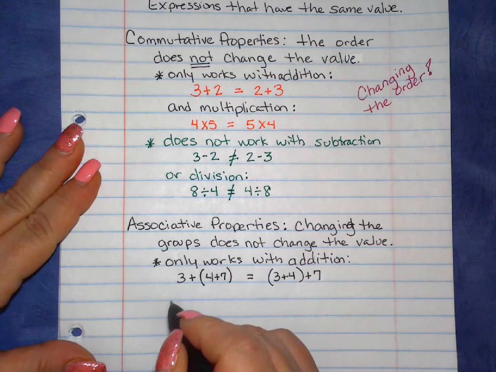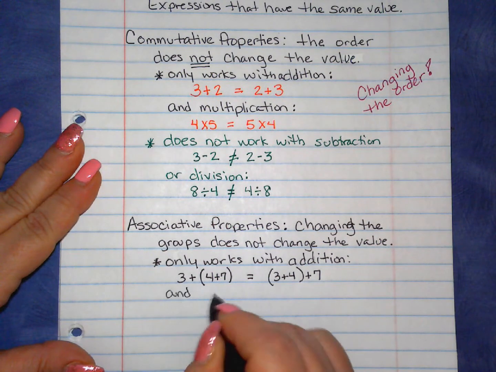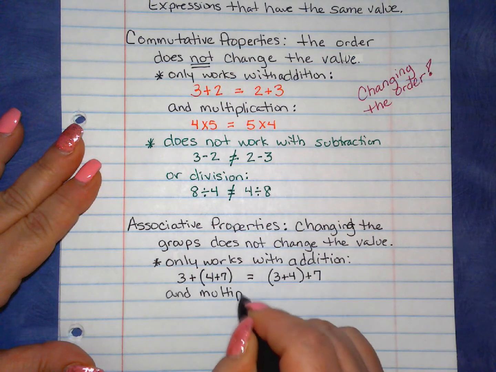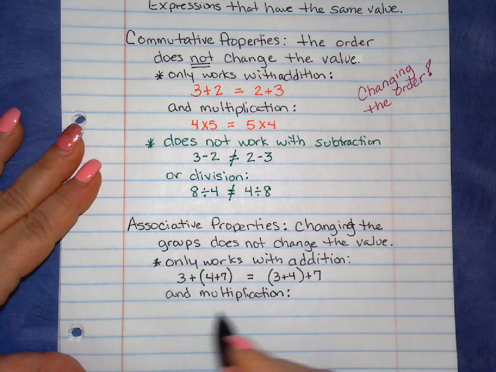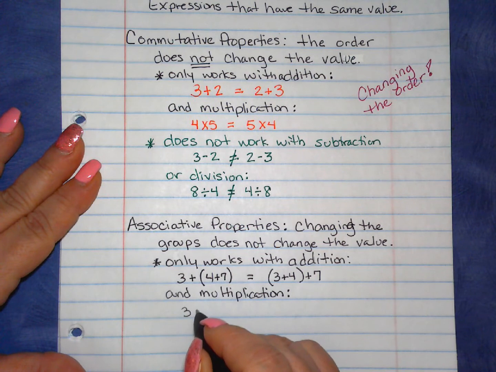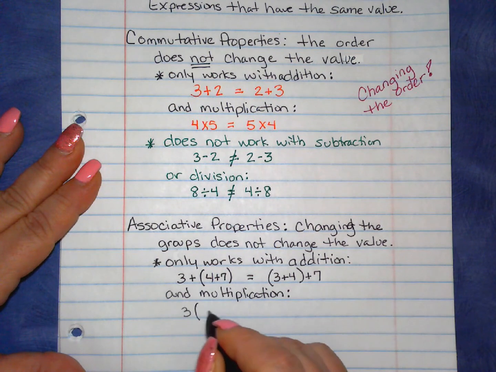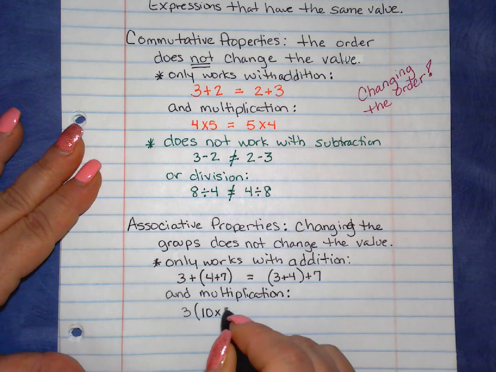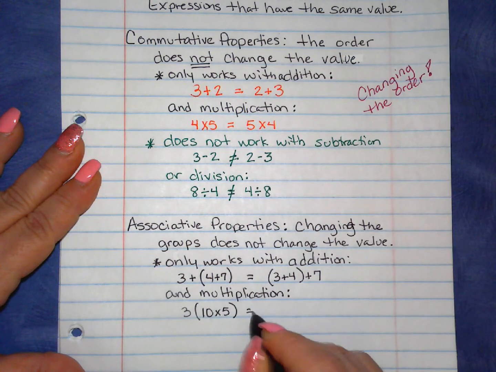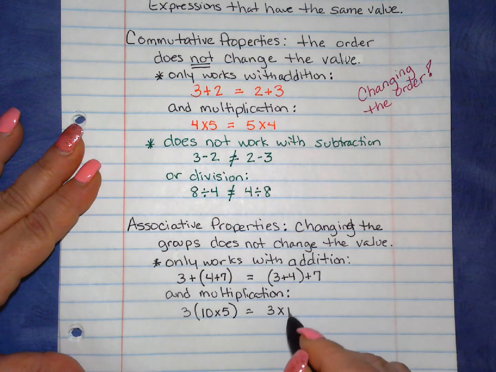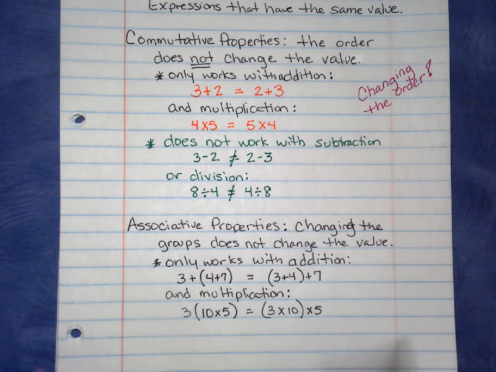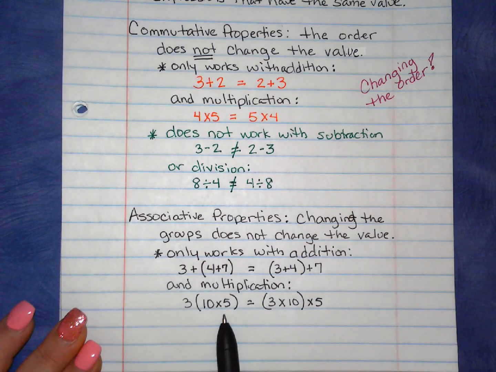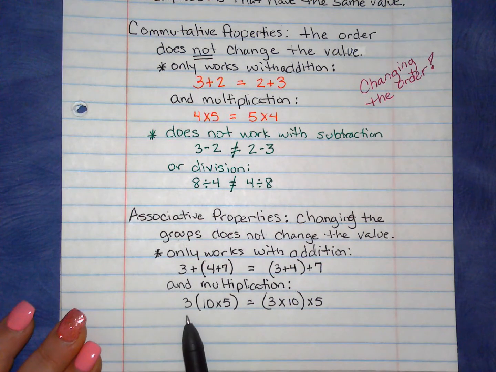And then it also works with multiplication. Let me give you an example. 3 times 10 times 5 is the same thing as saying 3 times 10, see how I changed the parentheses, times 5. So if I do my order of operations, remember I'm going to solve those parentheses first. So 10 times 5 is 50, times 3 is 150.